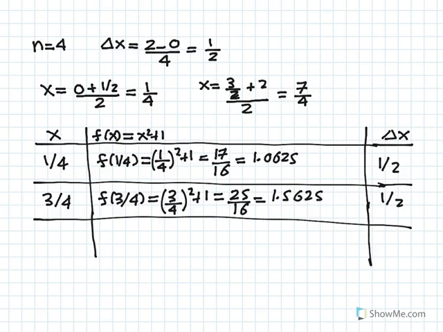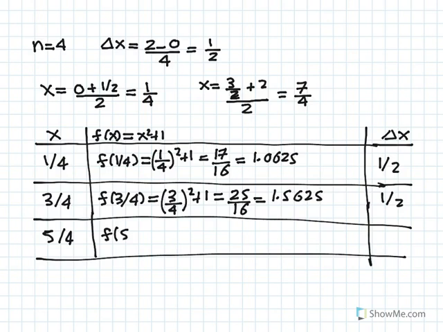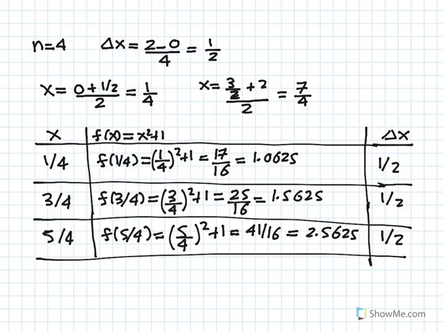Now, let's evaluate the function at x is equal to 5/4. F of 5/4, the functional value, the height of the rectangle, is given by 5/4 squared plus 1. That works out to 41/16. Change that to a decimal, that is 2.5625, and delta x is again 1/2.